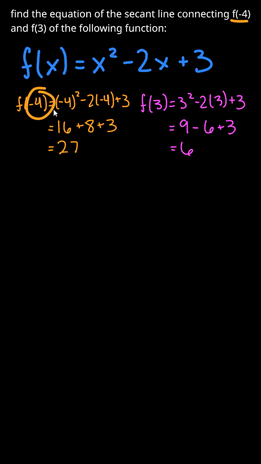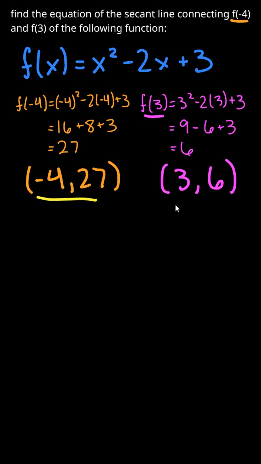We plugged in a value of -4 and got 27. Input, output, what does that tell us? Well, that's a coordinate. And this coordinate is -4, 27. Same thing over here. Now look at that. We have 2 values, 2x and 2y. So what can we find from that? You guessed right, we can find the slope.